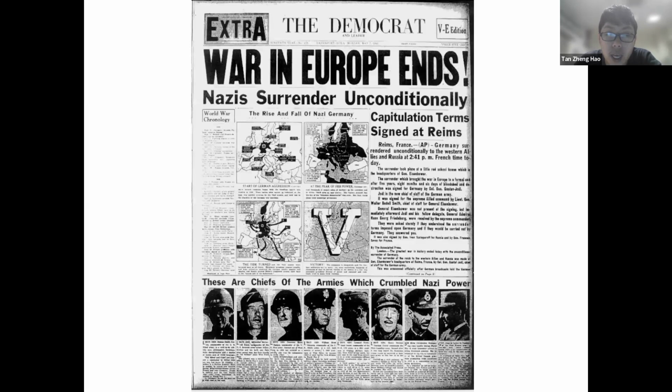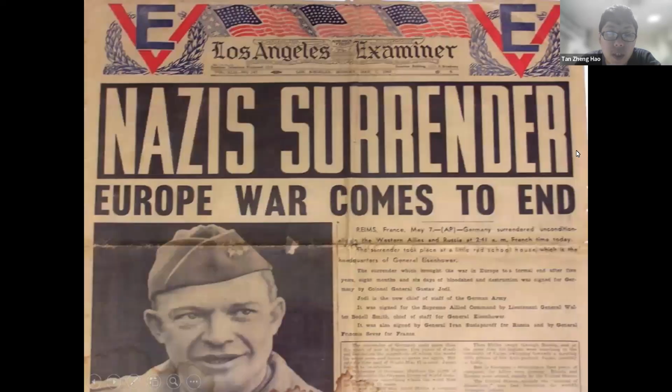All right, the war in Europe ends. You can see some of the famous generals of the Allies celebrated here for their role in defeating Germany, including one very famous general, Eisenhower, who was the supreme commander of the Allied forces in Europe.